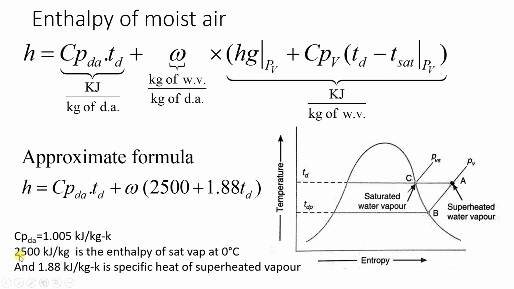Now in both the equations, the CPDA value we have to consider as 1.005 kilojoule per kg Kelvin. And what is this 2500 in this equation? It is 2500 kilojoule per kg. It is the enthalpy of saturated vapor at 0 degree Celsius, and 1.88 is CPV, the specific heat of superheated vapor.